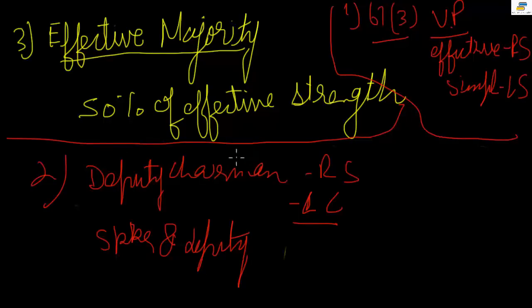strength, right? Now this is kind of an easier majority than absolute majority, but relatively, most of the time, it is much tougher than a simple majority, which we have already talked about, right? Simple majority is just 50% of those present and voting. So this is the case of effective majority.